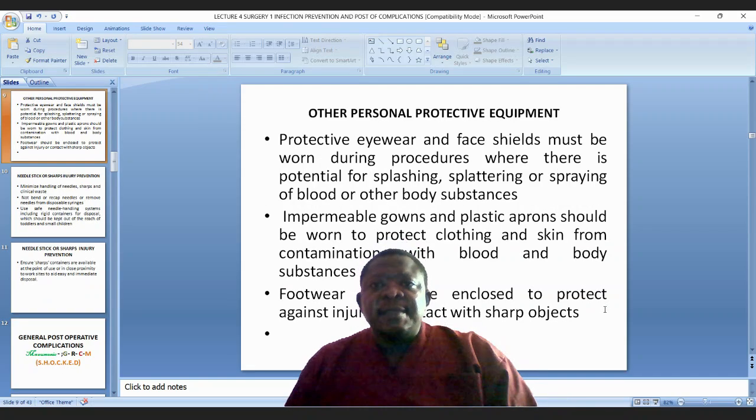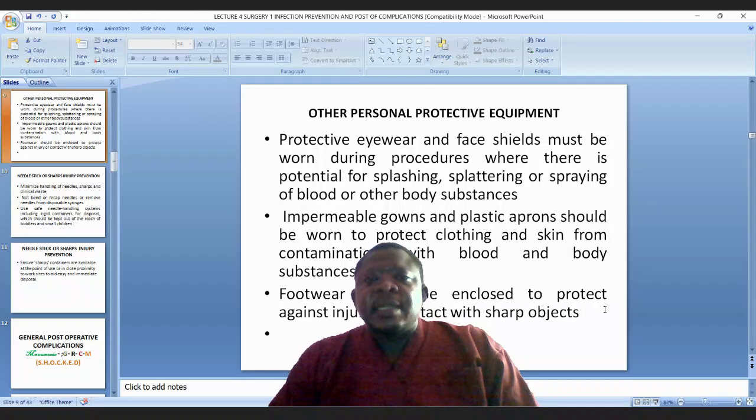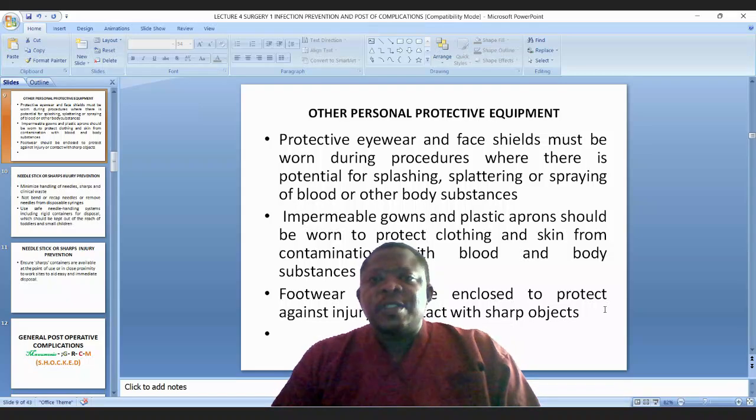Other protective equipment includes eyewear and face shields. These must be worn during procedures where there is a potential for splashing, splattering, or spraying of blood or other body substances.